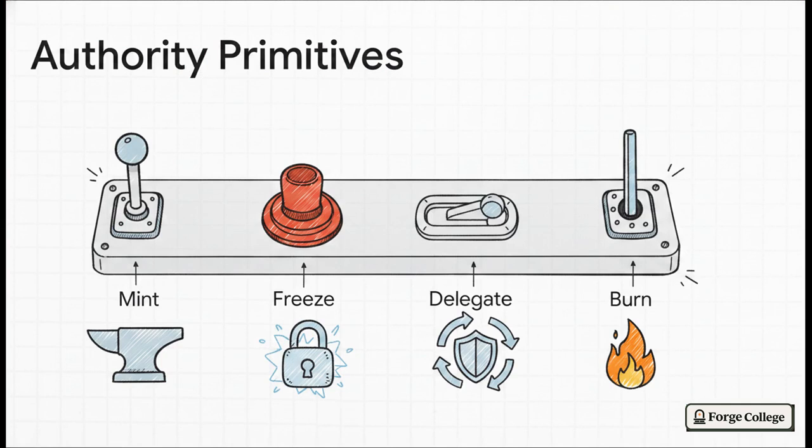They're basically your on-chain control levers. The mint authority dictates who gets to create the supply. The freeze authority, that is your ultimate emergency brake for compliance. If there's some sort of legal issue, boom, you can immediately halt transfers.